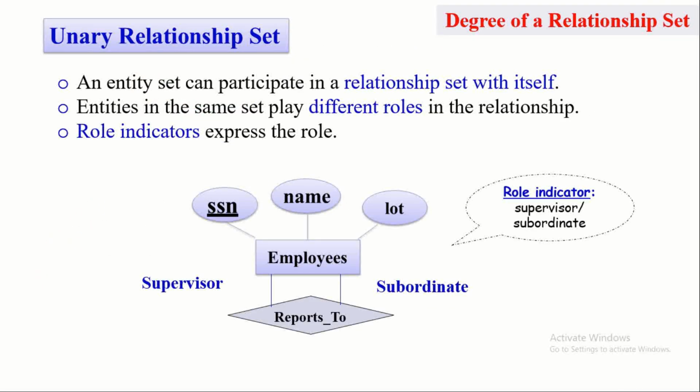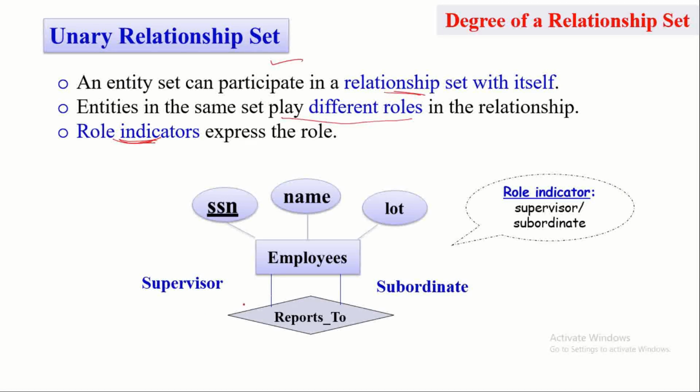Let's now discuss the Unary Relationship Set. An entity set can participate in a relationship set with itself. Such a relationship set is known as a Unary Relationship Set. Entities in the Unary Relationship Set play different roles in the relationship. A Unary Relationship includes role indicators to express the role of entities in the entity set.